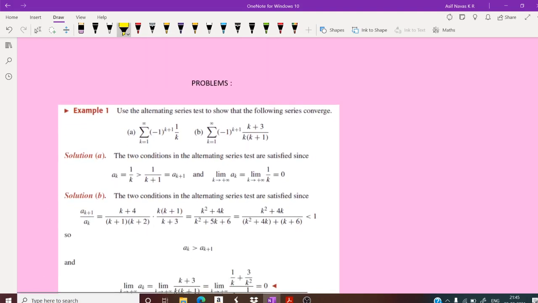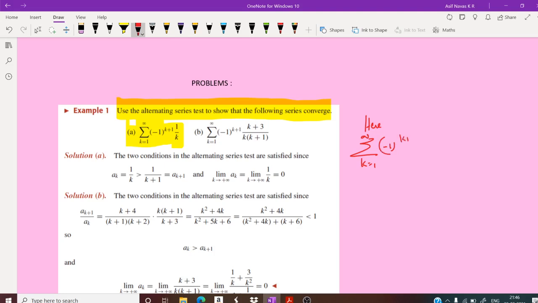First problem: use the alternating series test to show that the following series converge. First one, the sum from k equals 1 to infinity of (-1)^(k+1) times 1/k. Here, the sum is 1 - 1/2 + 1/3 - 1/4 etc. So this is an alternating series and a_k is equal to 1/k.